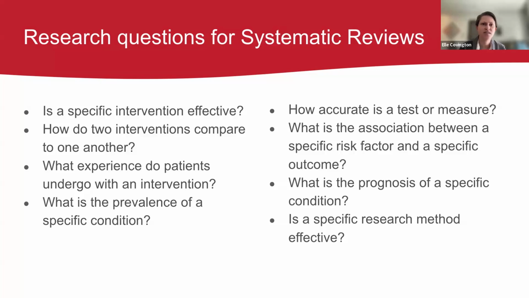Also test accuracies. And that is a lot of the health sciences and even psychology, the tests they're using to measure things. How accurate are those? And so systematic reviews are really good at determining how effective a specific test is for measuring whatever your phenomenon is. Risk factors is another good one. Prognosis of a condition, and then research methods. Is a research method, very similar to that test or measure, really accurate, really good for what you're wanting?